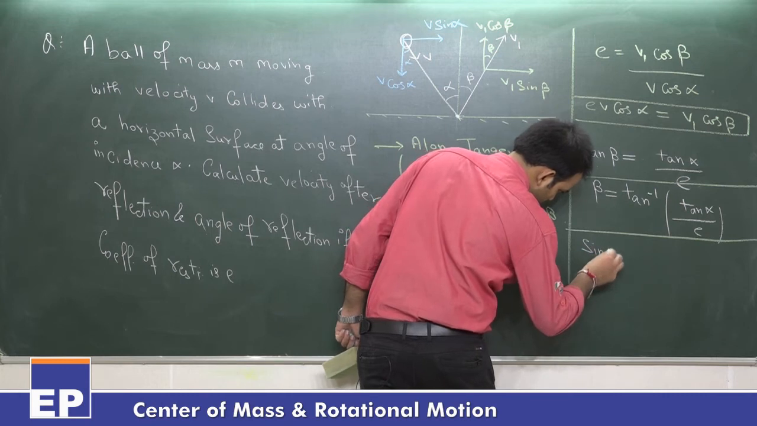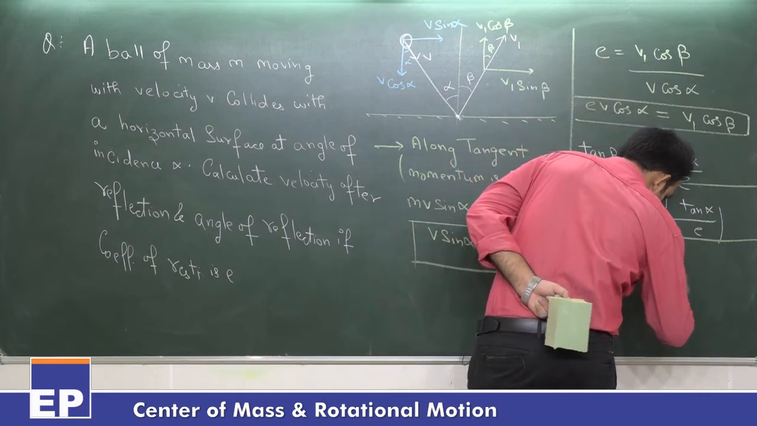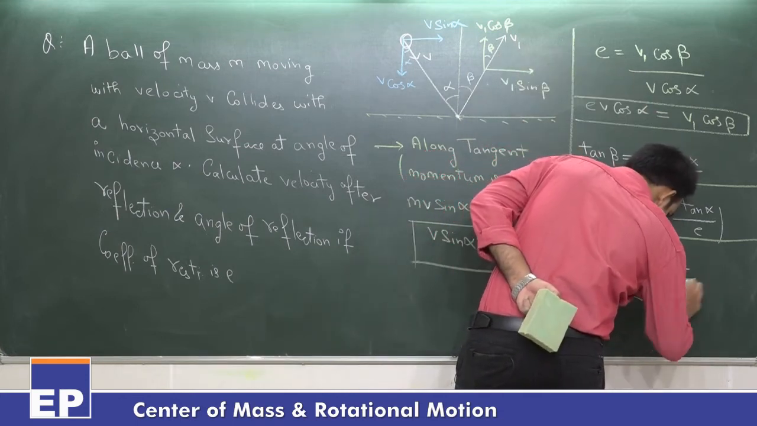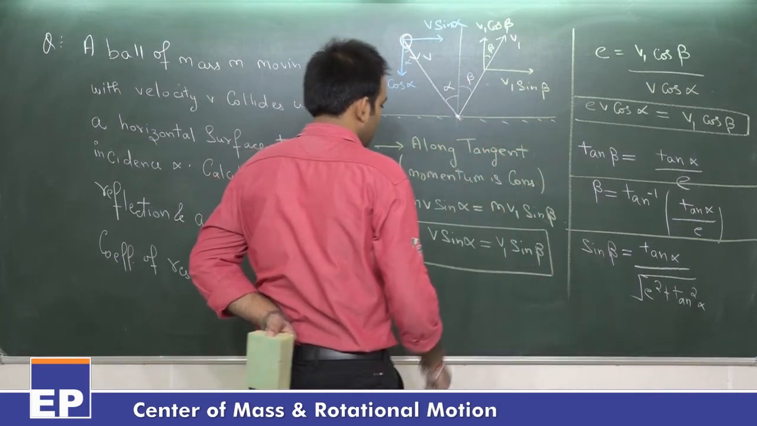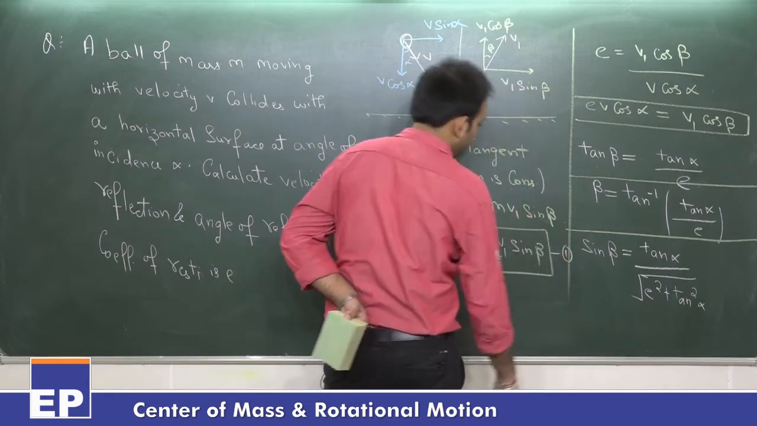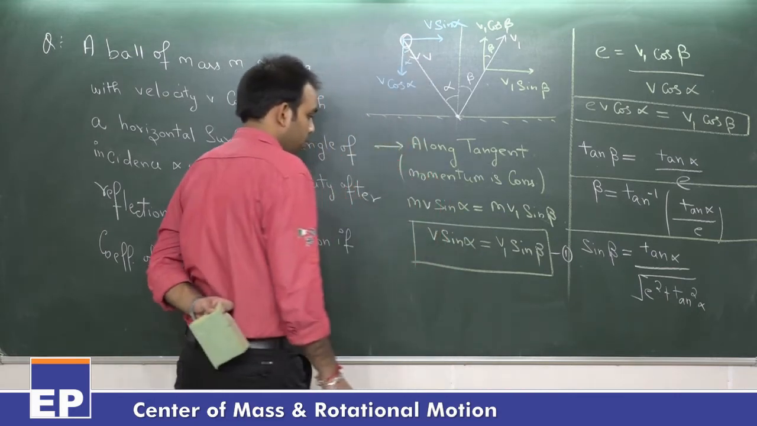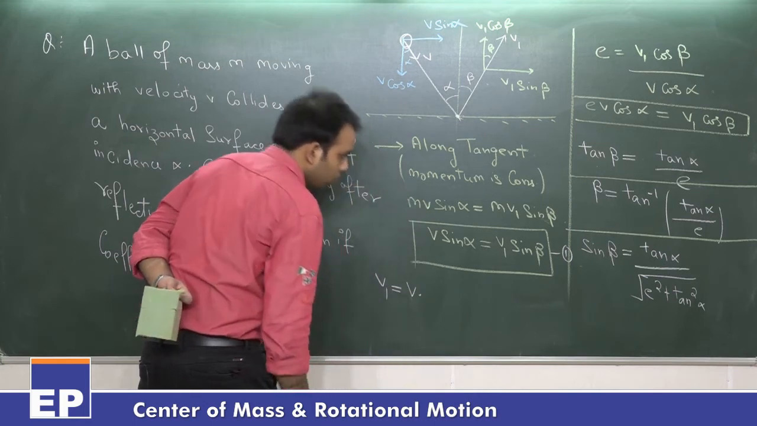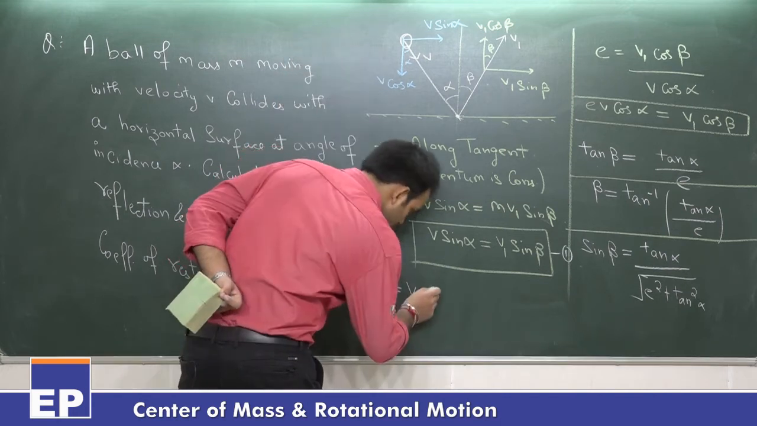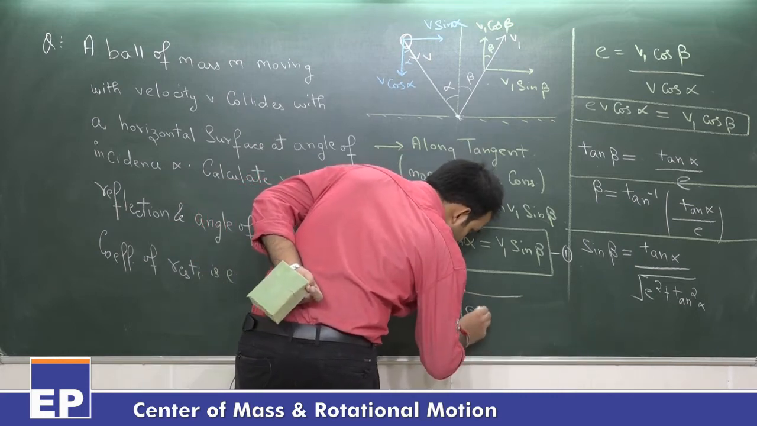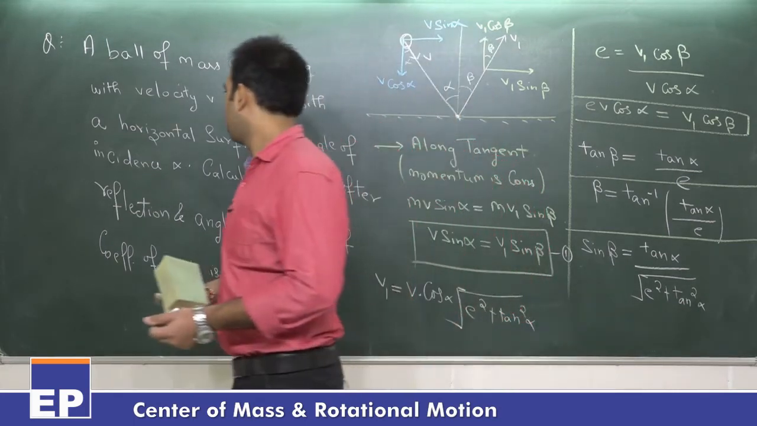What is sin beta? Sin beta is tan alpha by root of e square plus tan square alpha. You can put the value of sin beta in equation 1 and you will get the value of V1. In fact, sin alpha will cancel out. So V1 will come out to be V into cos alpha into under root of e square plus tan square alpha. This is the value of V1 that we can calculate. Is it clear? So this is the thing.